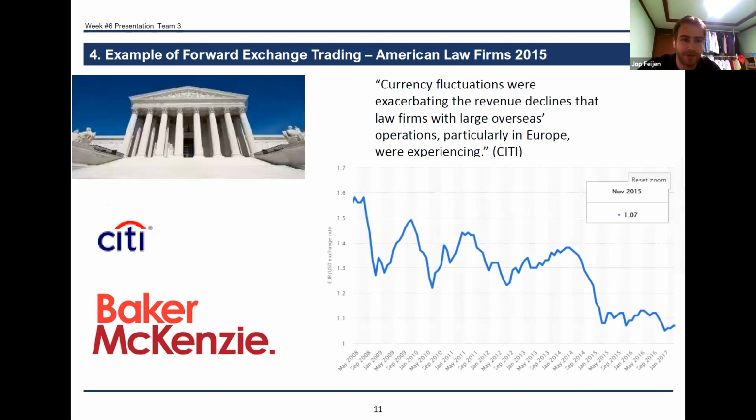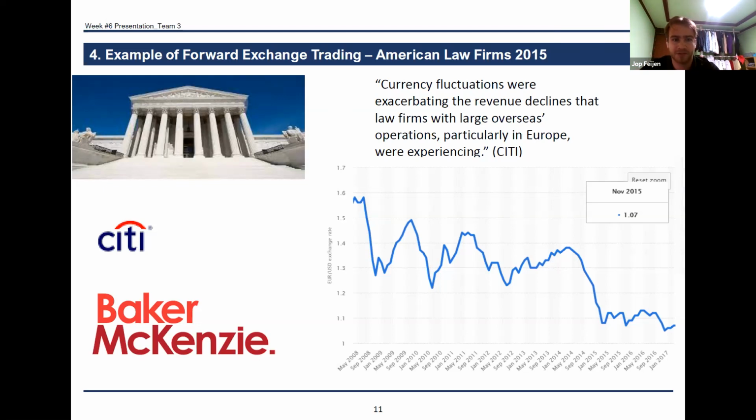Lastly, my name is Jop Feijen and I'm the last speaker of this presentation. In addition to the previous speakers, I will give another example of forward exchange trading. As stated before, forward exchange hedging strategies are used by many businesses to protect either the value of their cash flows, assets, or liabilities from big fluctuations in the exchange rate. This especially applies to international trading companies, obviously.